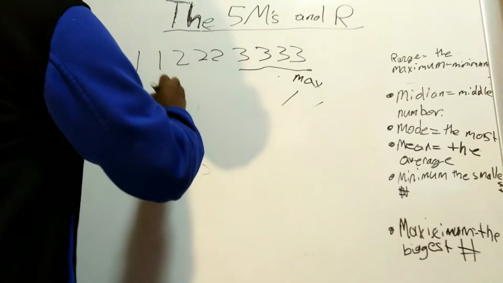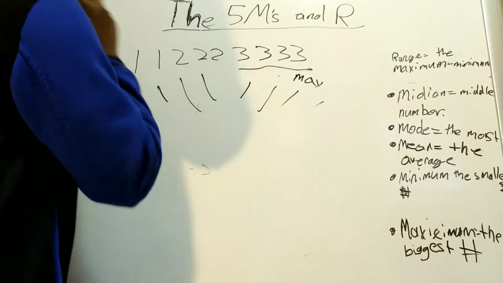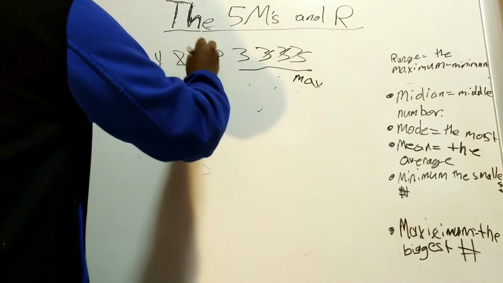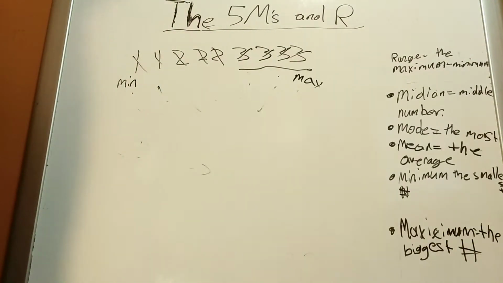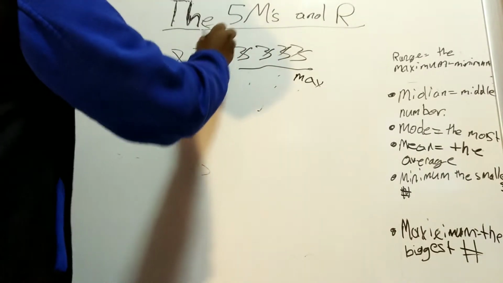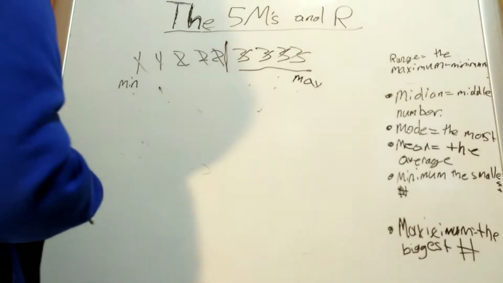You can cross off your numbers like this. No, you're not the middle, not the middle, not the middle, not the middle. In this case, I actually came against a blank because there is no median, as you can see. They both even out. I have an even amount of numbers.